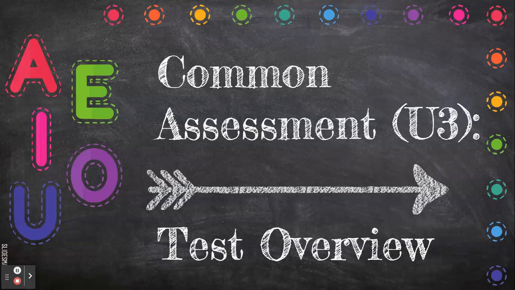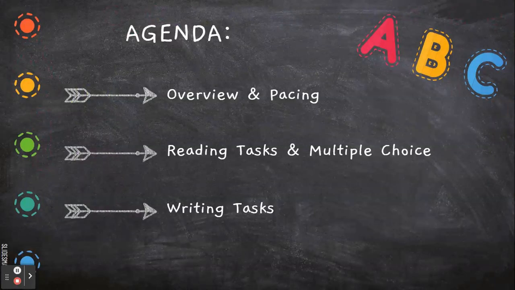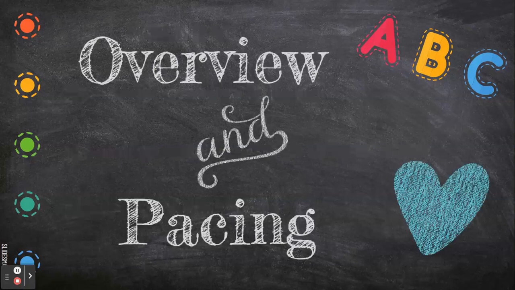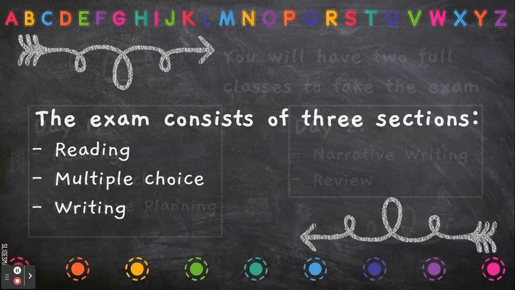Let's take a look at the upcoming Common Assessment for Unit 3. The agenda will look at an overview, look at the reading tasks and multiple choice, as well as the writing. So first up, let's look at a breakdown for the test. It has 3 sections: reading, multiple choice, and writing.